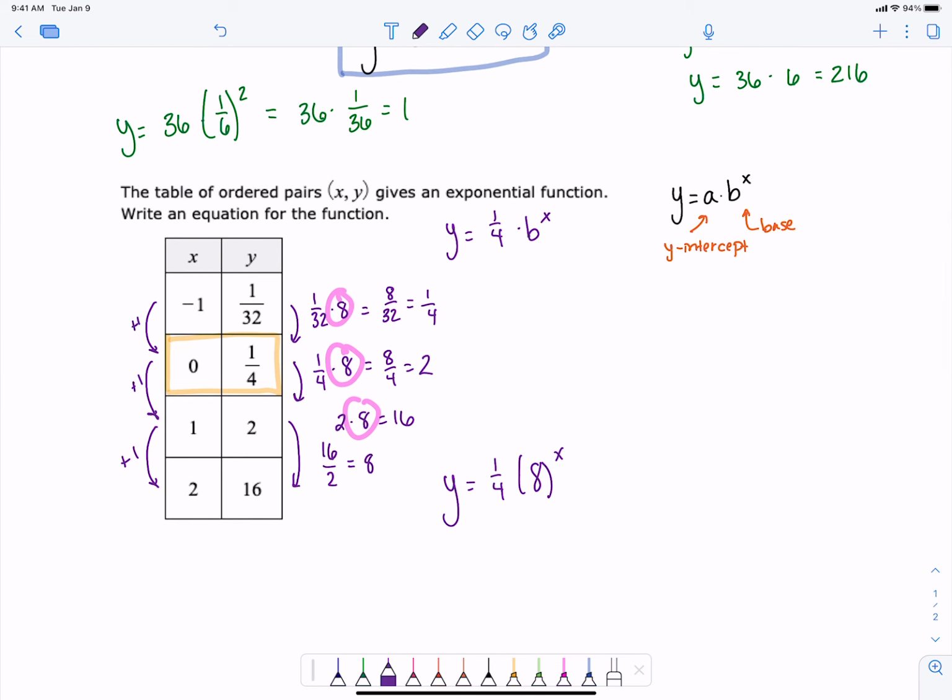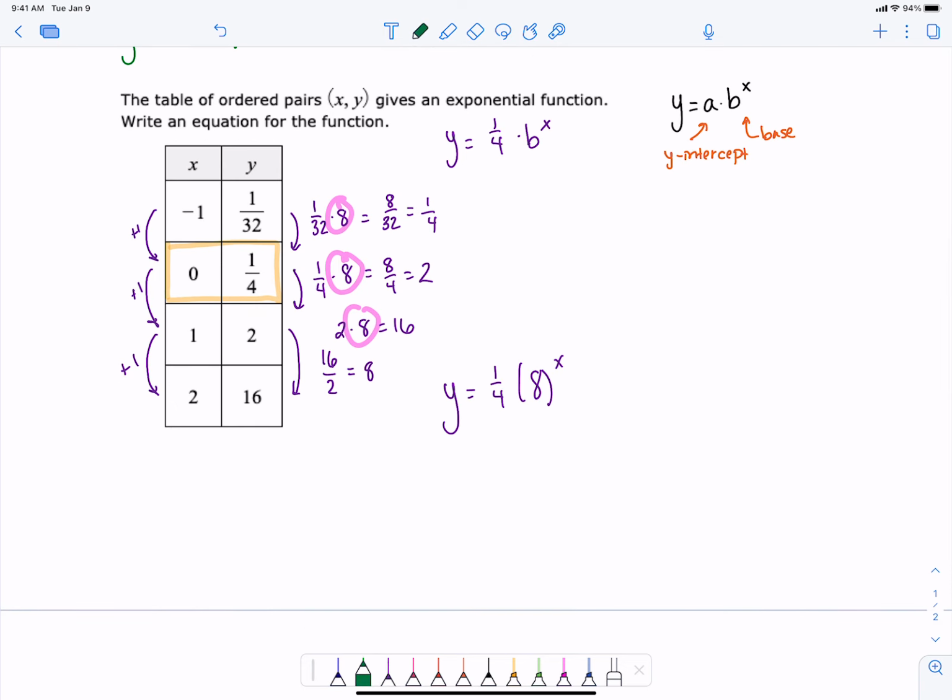Again, we can plug in some of these x values and make sure that we get the right y value, just to make sure that we're right. So over here, we can check and say, okay, what happens when I plug in 2? We get 1/4 times 8 squared. 8 squared is 64. 64 times a fourth is 16. Again, you can grab your calculator and check them out to make sure that it works. And this one does, so we feel pretty good. You can check a couple of them if you want.